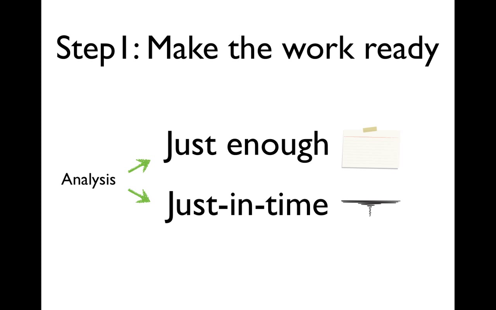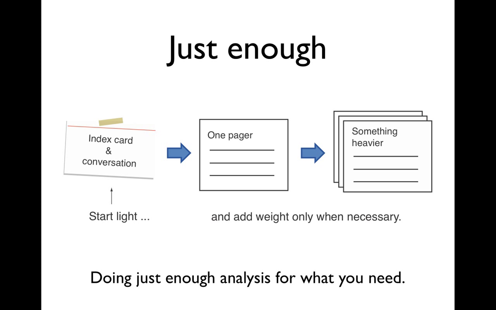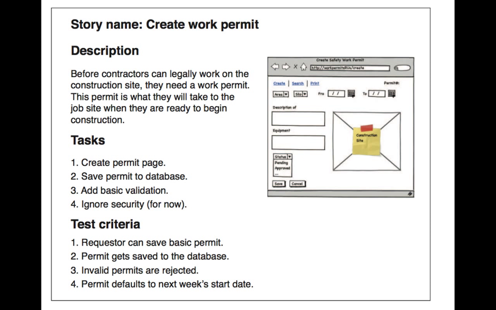Now, there's two pillars to Agile analysis: just in time and just enough. Just enough means doing whatever it takes to make the work ready. For a small, co-located team with an on-site customer, this might mean having a card and a conversation backed up with a few well-chosen diagrams. For a larger, more distributed team, it might be having a one-pager with a short description, task breakdown, and list of acceptance criteria. This is something you and your team are going to have to decide. How much formal analysis and documentation do we need in the context of this team for this project? The thing to remember here is to start light and add weight only when necessary.